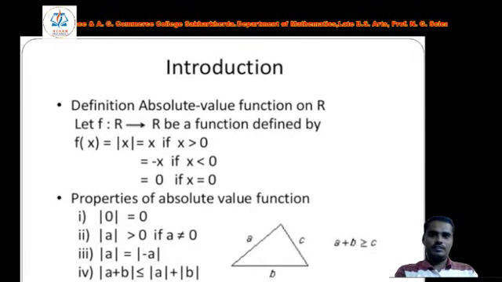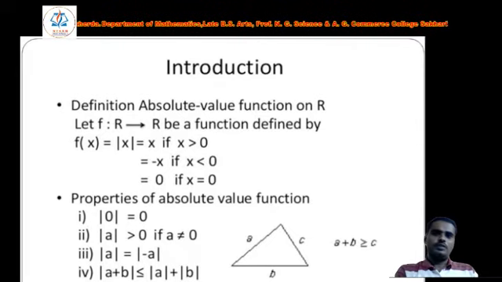First we will see some definition, that is definition of absolute value function on R. Let f from R to R be a function defined by f of x equals mod of x, that is equals x if x is greater than 0, and equals minus x if x is less than 0, and equals 0 if x equals 0. This is the definition of mod function.